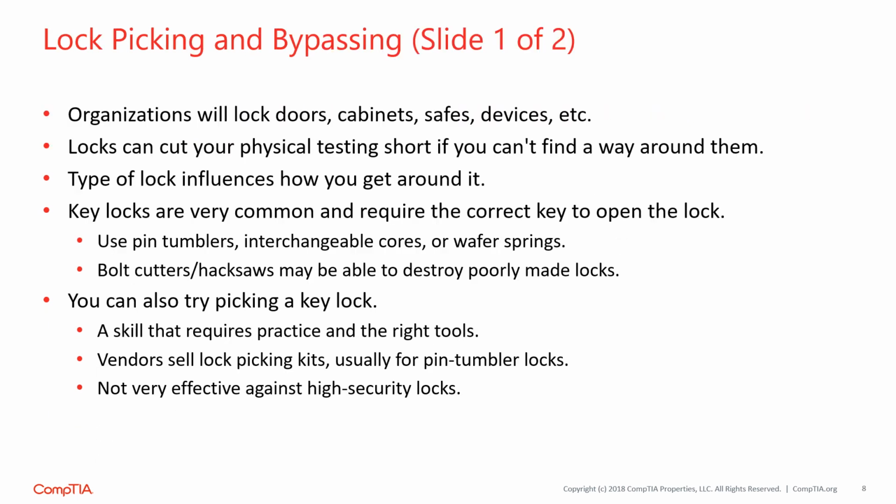Any given organization will undoubtedly have at least one door or cabinet, safe, device, or other asset that they will place behind a lock. You may need to find ways to circumvent these locks in order to achieve your goals. If you can't even get into an office because the front door is locked, then your physical pen test will be cut short. First and foremost, the type of lock will influence how you get around it.